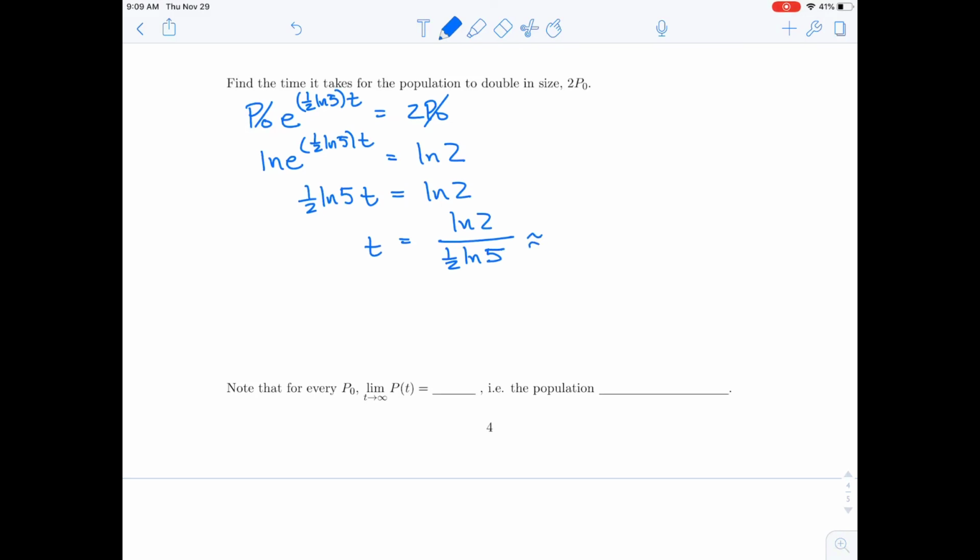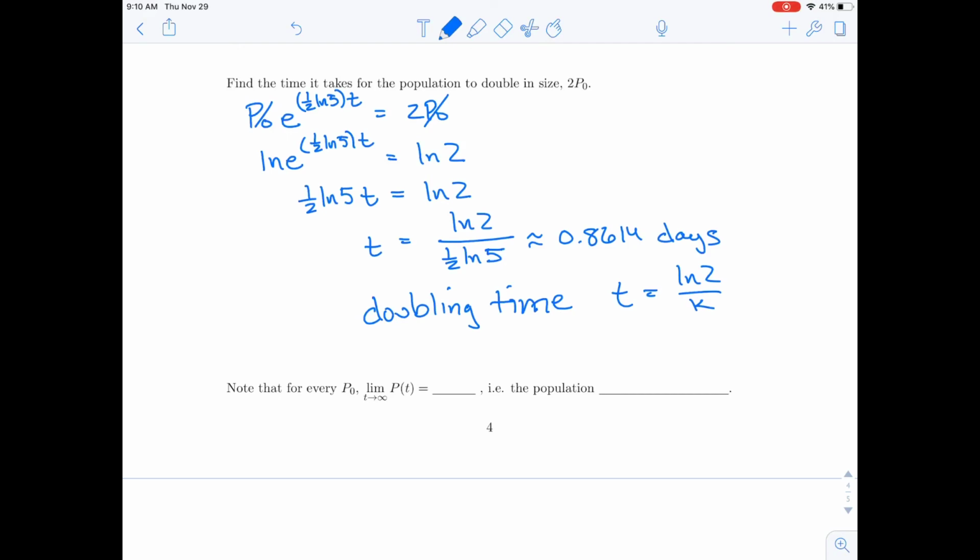And that's approximately 0.8614 days. So it takes a little less than a day for the bacteria population to double in size. This is called the doubling time. And you can find it by finding t equal to natural log 2 divided by the constant of proportionality, k.